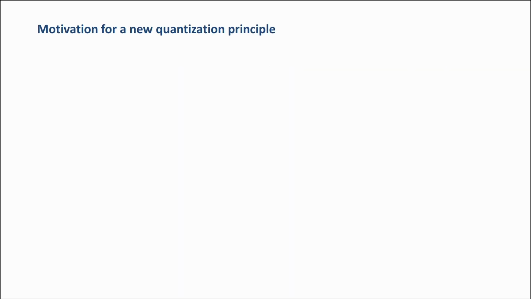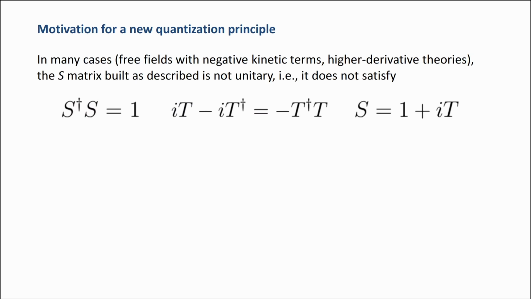What is the motivation for a new quantization principle? Well, in many cases, for example, we can have theories with fields that have negative kinetic terms in the free field limit, or that happens with higher derivative theories. In those cases, the S matrix that we build in the way we have just described is not unitary. That means that it does not satisfy the identities that are written here, S dagger S equal 1. If you decompose S as usual, 1 plus iT, that identity can be written in this form, which is also known as the optical theorem.